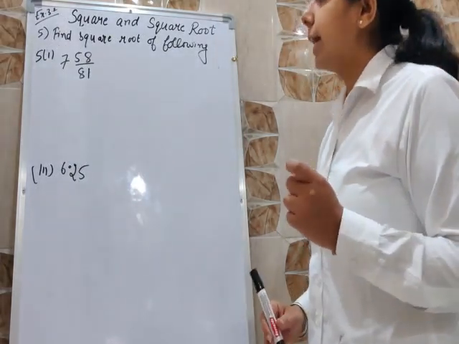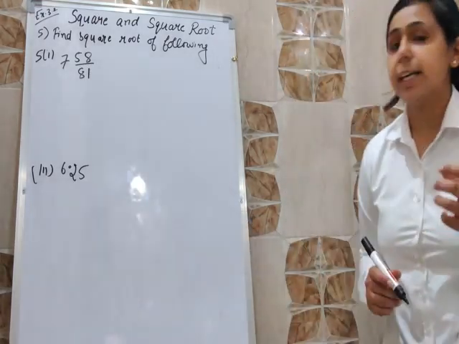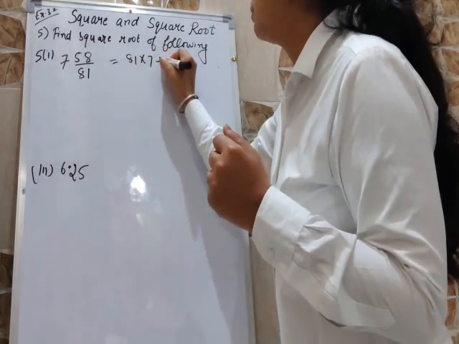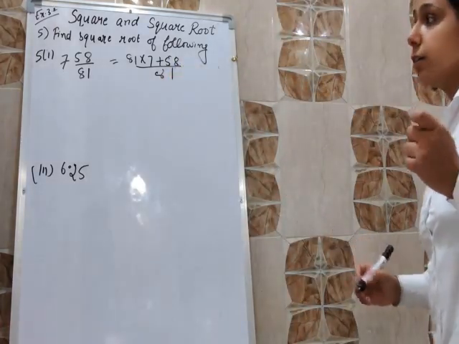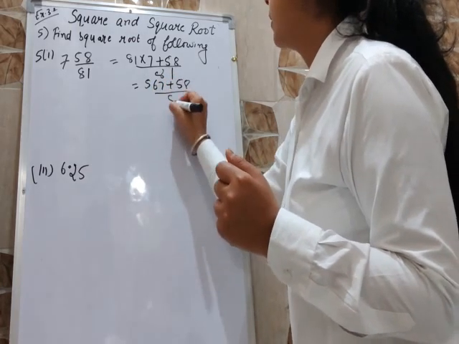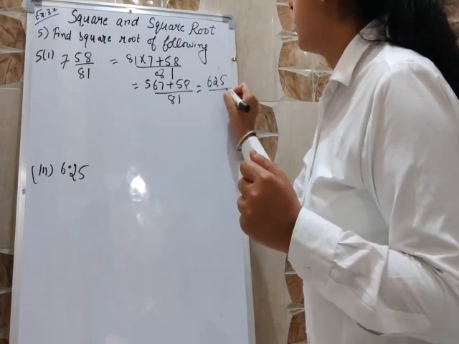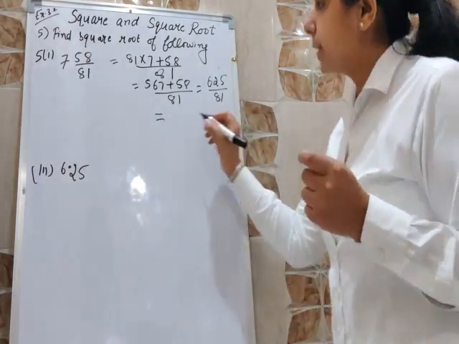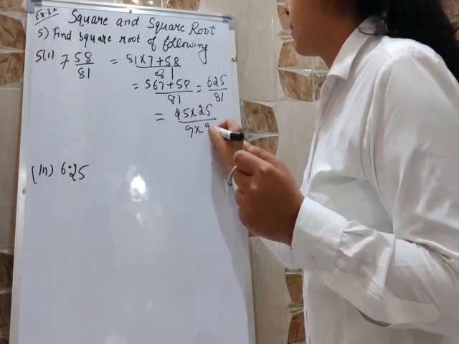First part is find the square root of the following. That is given in the mixed fraction. First of all, change the mixed fraction into the simple one. We will get here 81 multiply 7 plus 58 divide by 81. So you will get here 567 plus 58 by 81. That is 625 by 81. Make the factor by using the factorization method. We will get here 25 multiply 25 and 9 multiply 9.